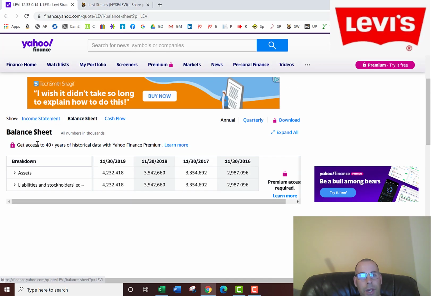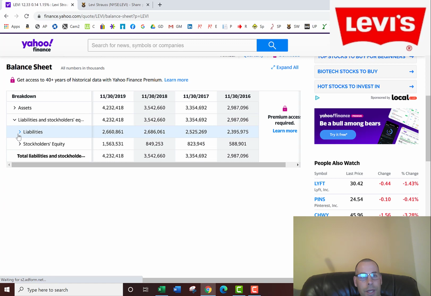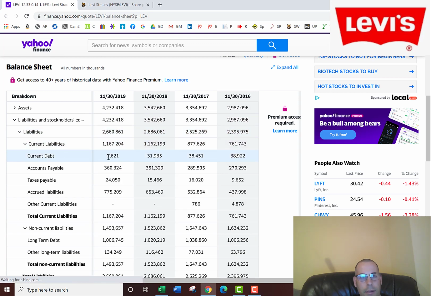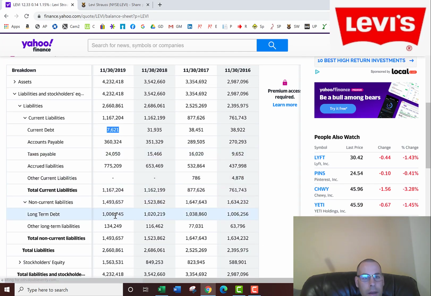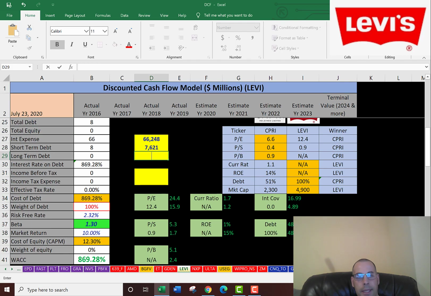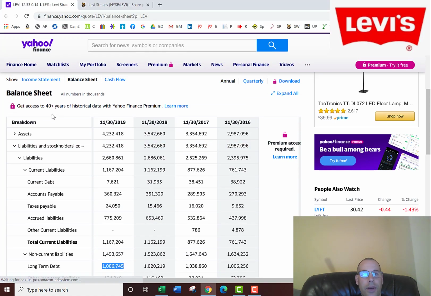Let's see their debt. We'll go to the balance sheet. We'll go to the liability section. Current debt of $7 million. That's debt due within 12 months. Long-term debt of $1 billion. That's debt due after 12 months. They pay 6.5% interest on their debt.